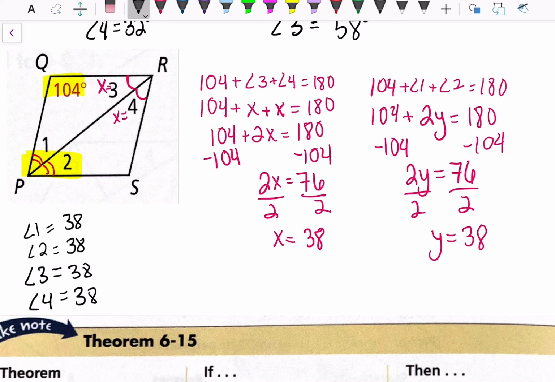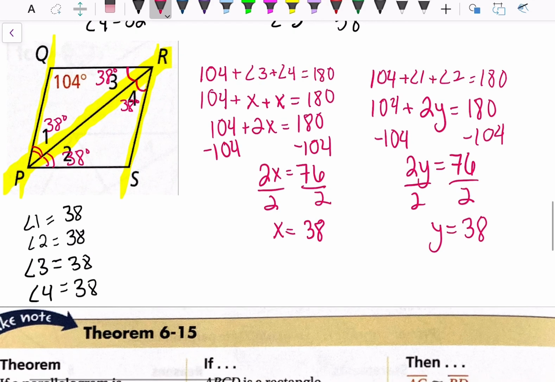If we use the other method, remember RS and QP are parallel lines. So if angle 3 and angle 4 are both 38 degrees, then the alternate interior angles are also 38 degrees. There's multiple ways of solving these.